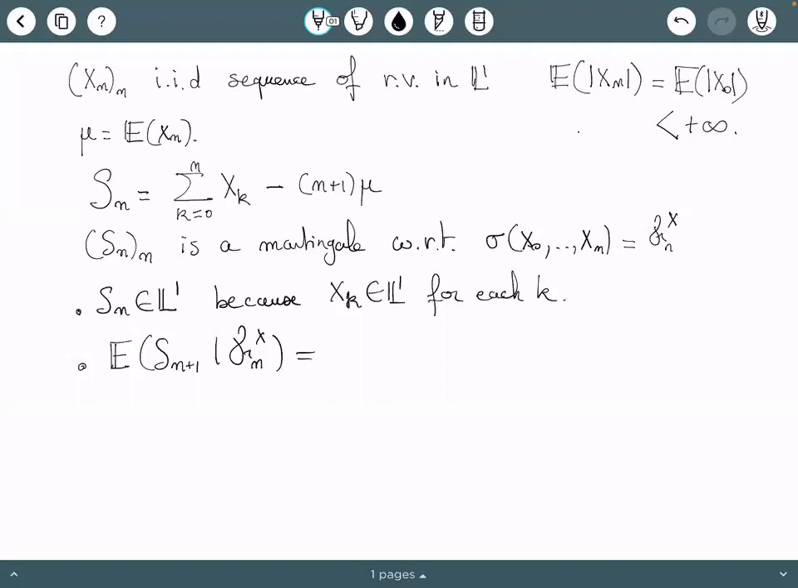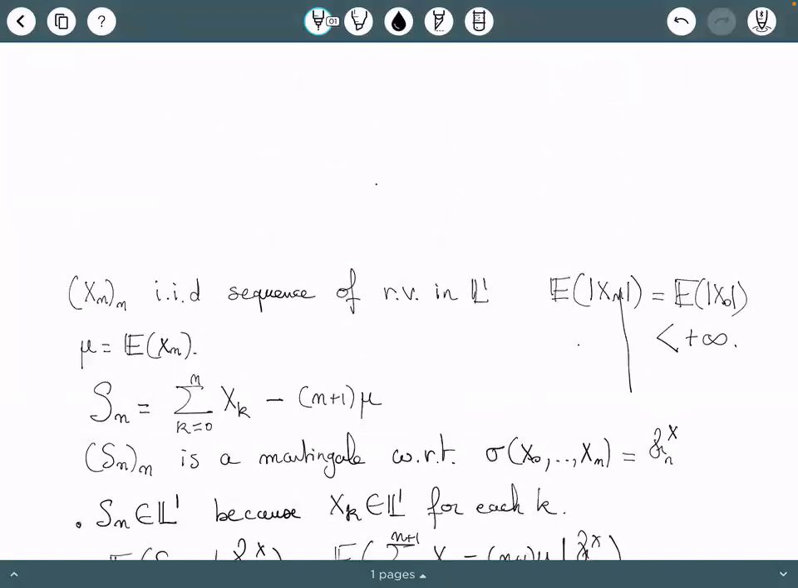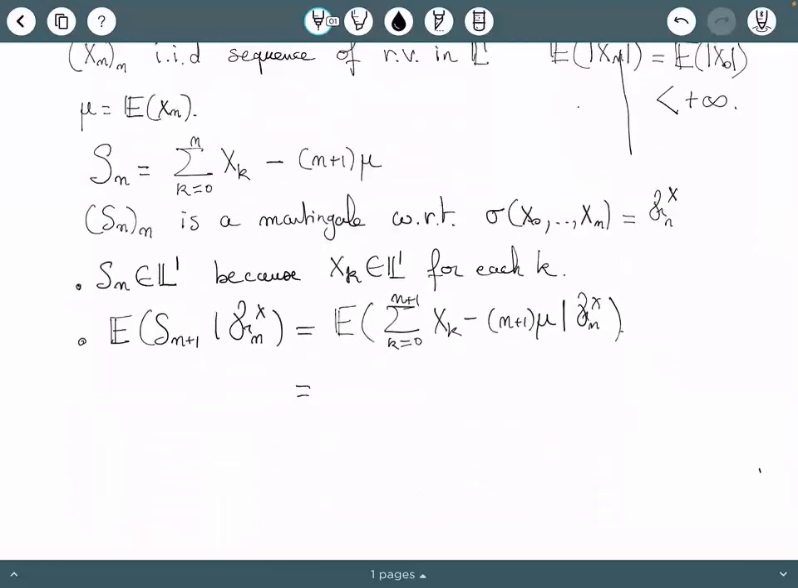So we have the expectation of the sum from k equals zero to n plus one of Xk minus n plus one times mu, given Fn^X. We use the linearity of the conditional expectation, and the fact that the conditional expectation of a constant is a constant. So this n plus one times mu will be here. And the sum from k equals zero to n plus one I can decompose into the sum from k equals zero to n plus Xn plus one. So I will get the expectation of Xn plus one given Fn^X.